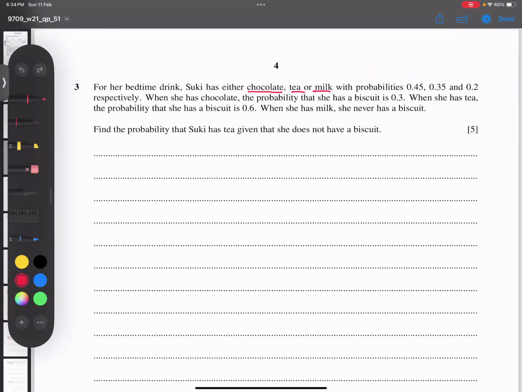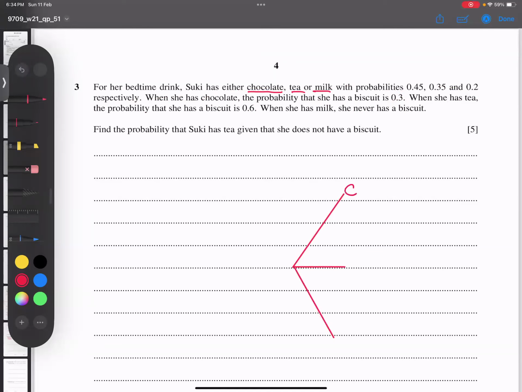When she has chocolate, the probability she has a biscuit with that is 0.3. With tea, the biscuit probability is this. And while taking milk, she never takes a biscuit. So I think the best idea, as I have said many times, is to expand the first branch first.